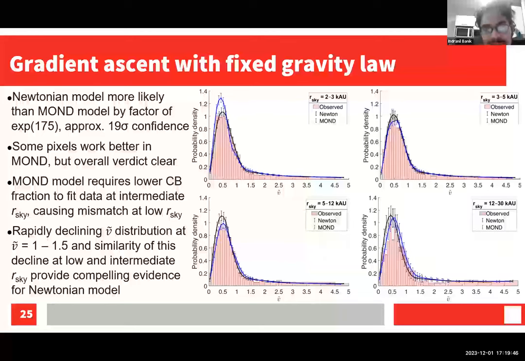We did look at this in the paper in some detail, splitting into different R-sky ranges and seeing the preference for each theory. Interestingly, in this range, if you don't look at any particular V-tilde, where you look at all the V-tilde pixels in this range of our sky, it does actually prefer the Newtonian model. And the reason is, because the error bars are relatively large around the peak, the error bars are much smaller here, and this tail is better fit in MOND.